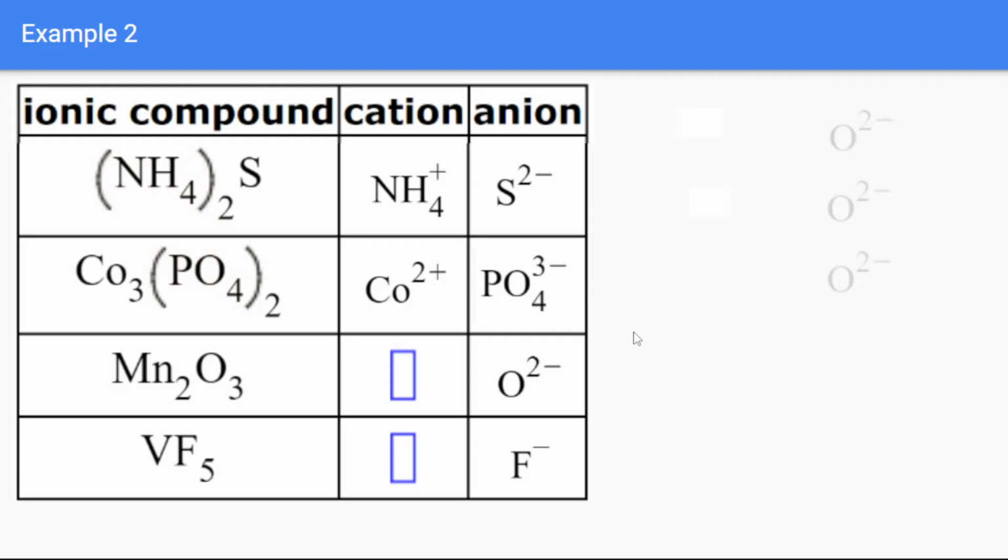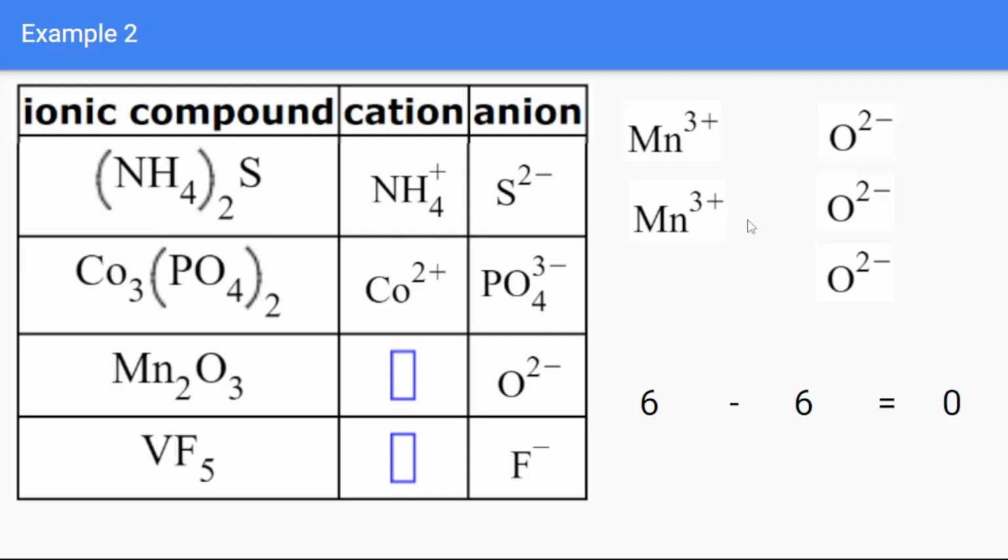Okay, next. We have 3 oxygens and we have 2 manganese. -2, -2, -2, that gives us -6. So what's the overall charge of these 2 manganese? It's 6. Well, there's 2 of them. So each of these is +3. 3 plus 3 is 6.